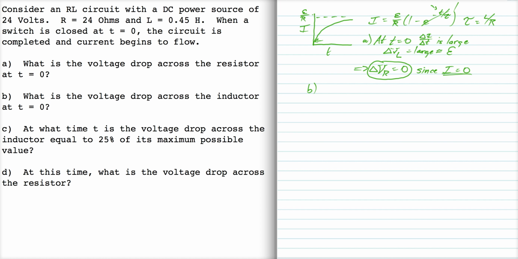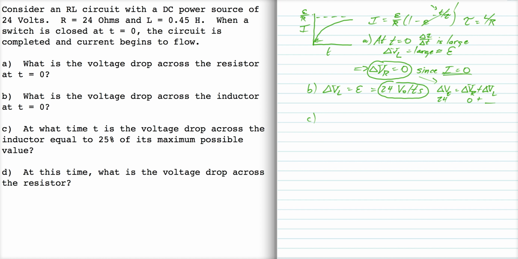At t equals 0, what's the voltage drop across the inductor? Well, as I mentioned, the voltage drop across the inductor is about equal to the EMF at that time, which is 24 volts. You could also get that from the loop rule, right? Since the voltage drop across the power source is equal to the voltage drop across the resistor plus the voltage drop across the inductor. This is 24, and we already decided that the voltage drop across the resistor is 0, so that means the voltage drop across the inductor has to be 24.